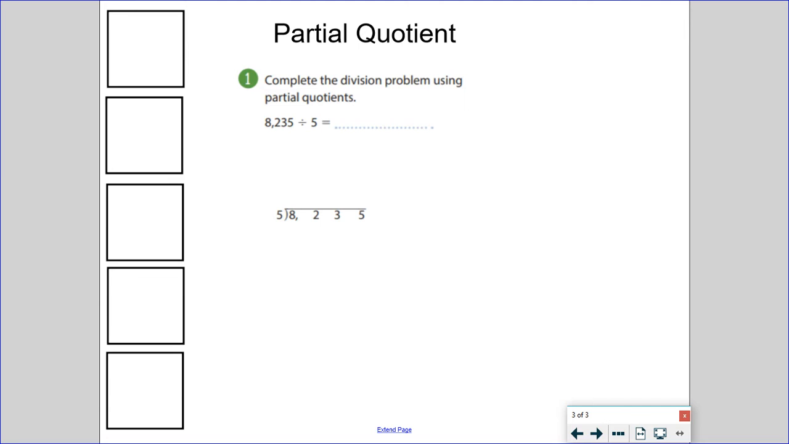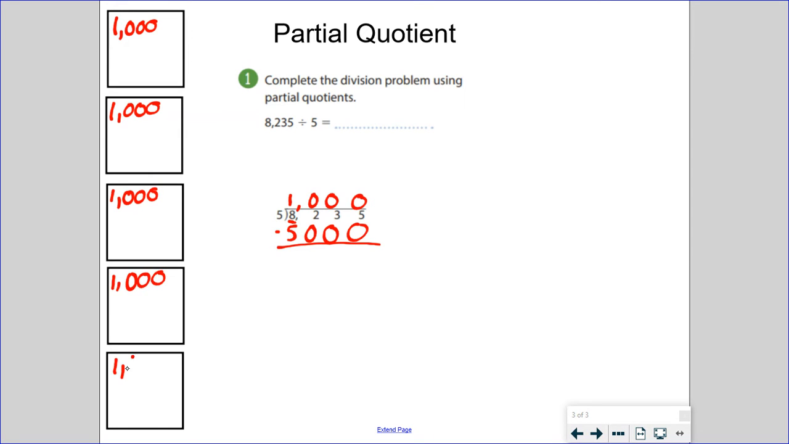So we see we have 8,235 divided by 5. We're asking the kids, looking at the 8,000, what could we multiply 5 by to get close to 8,000? I know 1,000 times 5 equals 5,000. I'm also talking about equal groups. When we have 8,235 of something and we're dividing it, we are putting it into 5 equal groups. So we put 1,000 there, another 1,000 there, a third 1,000, a fourth 1,000, and a fifth 1,000. That is where we get our 5,000.